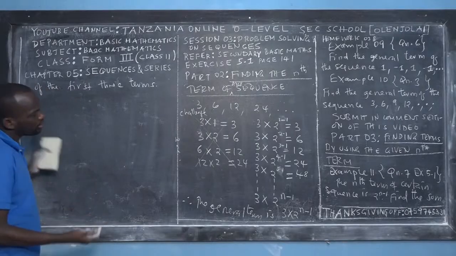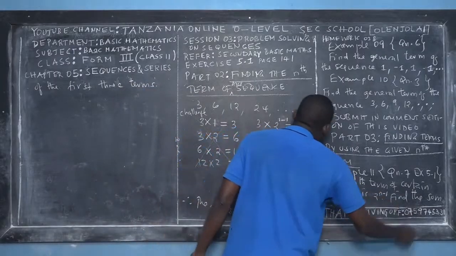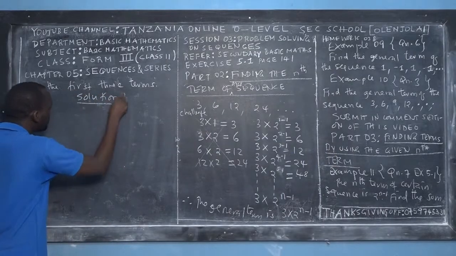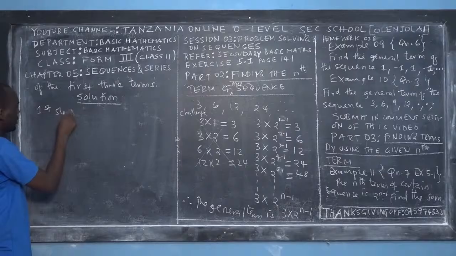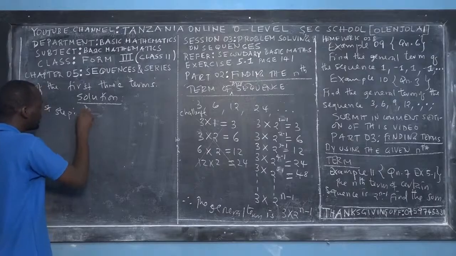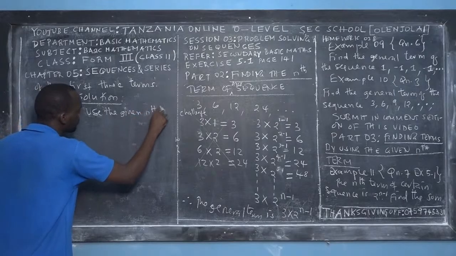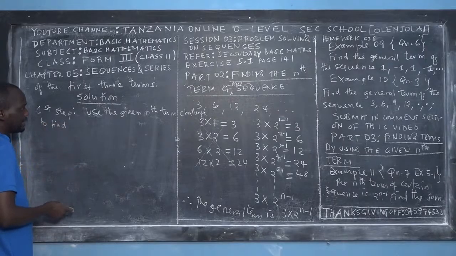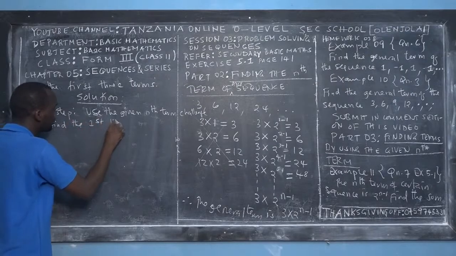So the question said that we are given the nth term of a certain sequence is 2 power n minus 1. Find the sum of the first 3 terms. So let me teach you how I can solve this problem, right? So this is still introduction. We'll follow 2 steps mainly. The first step, let us use the given nth term to find the first 3 terms.